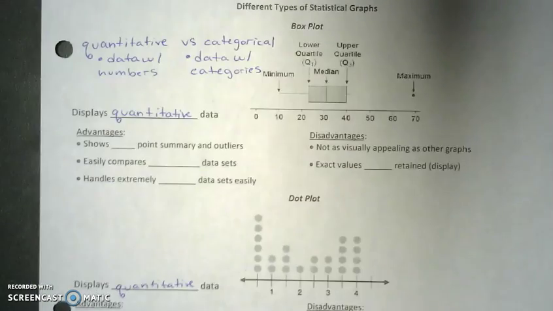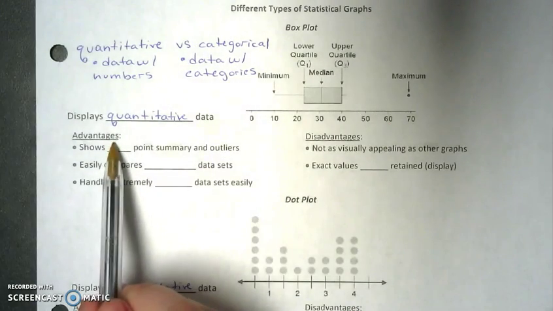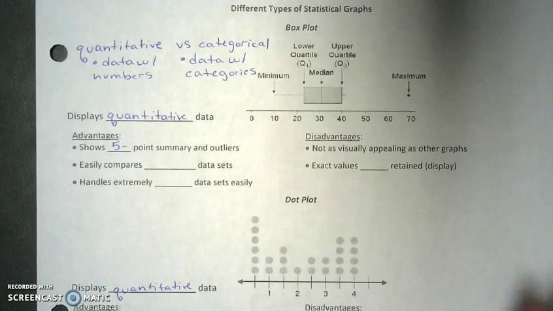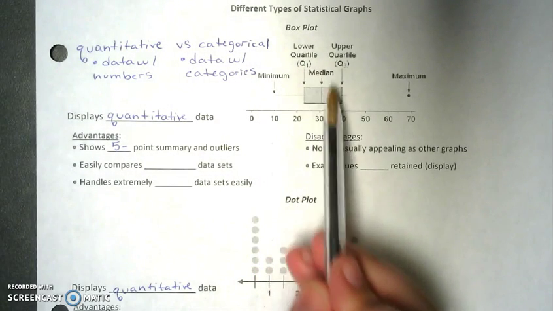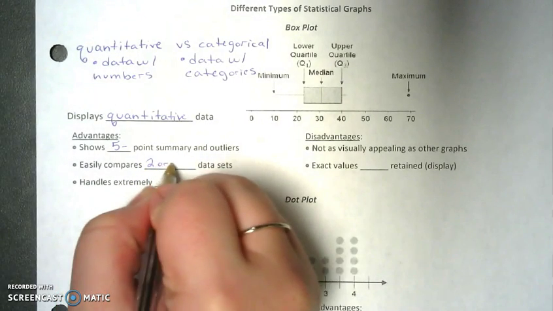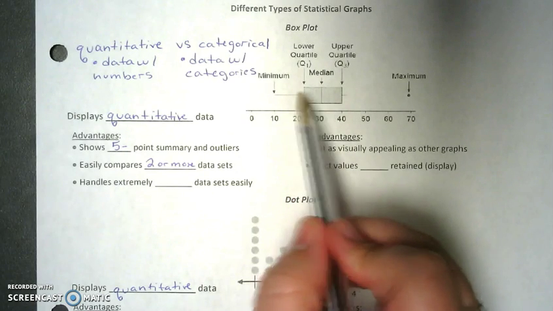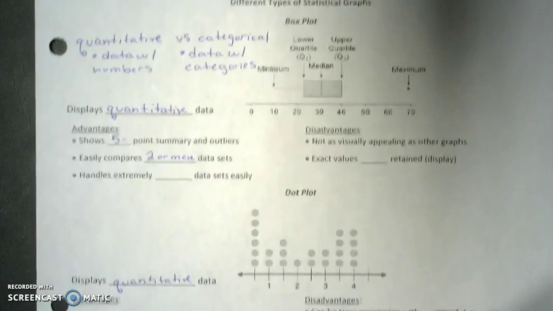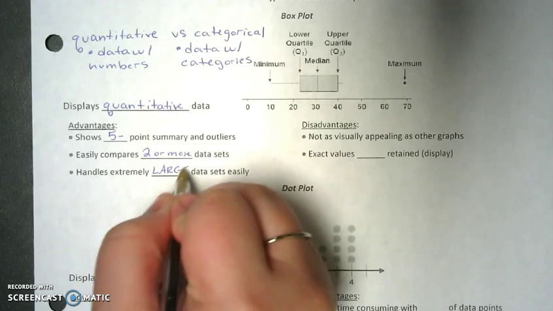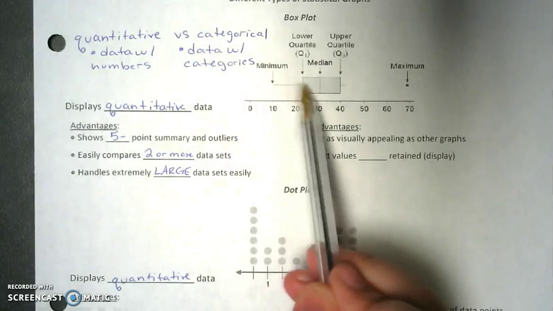Okay, so going back up to the box plot, we know it's quantitative data because it's on a number line. So the advantages of the box plot is that it sums up all our data into just 5 points. So we got the minimum, Q1, median, Q3, max. We can easily compare 2 or more. So we can actually have one on top of another. So we can say which one has the highest median, which one has the lowest median, and all the good stuff. And this also handles extremely large data sets. So we could actually have like 500 numbers in this data set and we would not know because it simply goes down to 5 numbers.